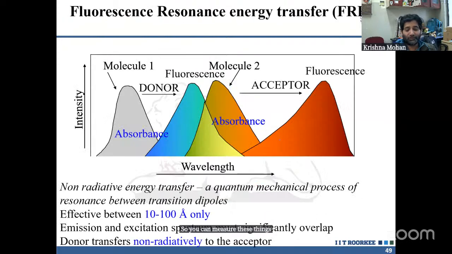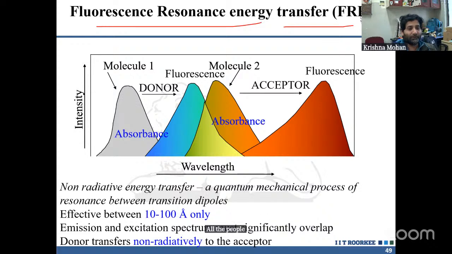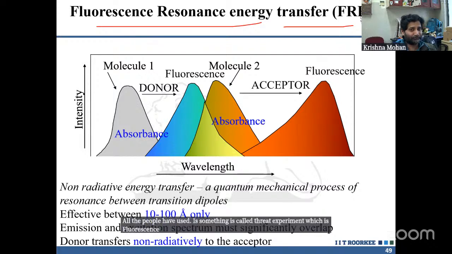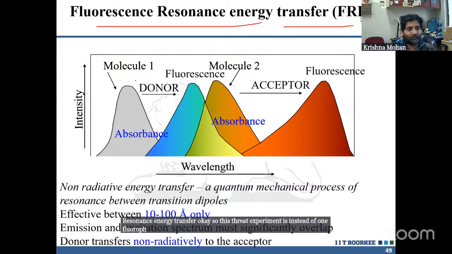And one of the most important things where people have used this experiment, all the chemists, biologists, nanotechnologists, all the people have used, is something called the FRET experiment, which is fluorescence resonance energy transfer. So this FRET experiment is, instead of one fluorophore, you will have two fluorophores.